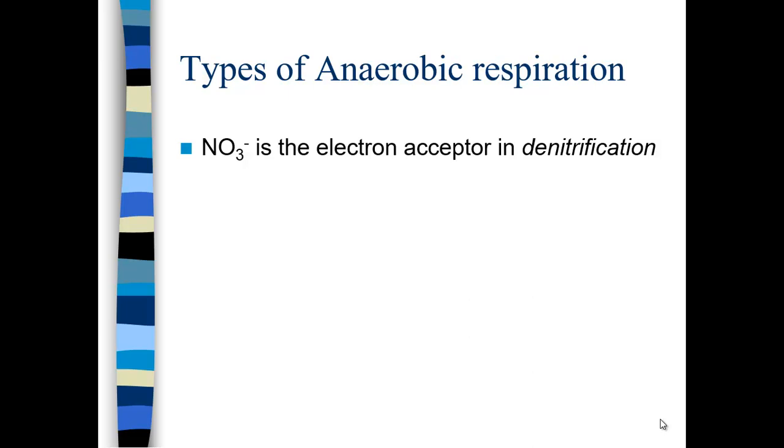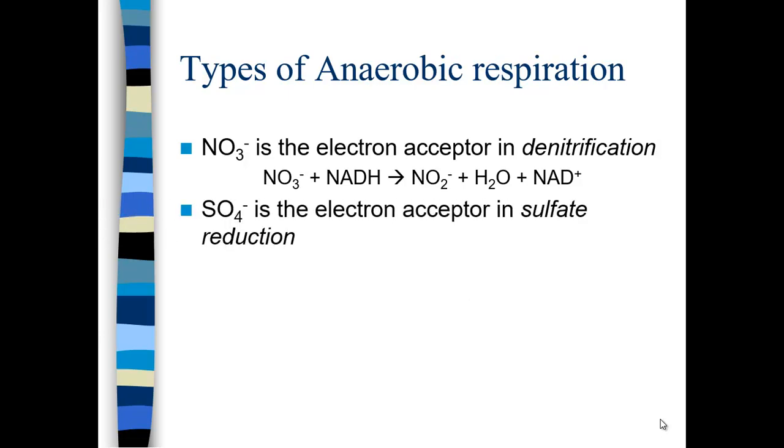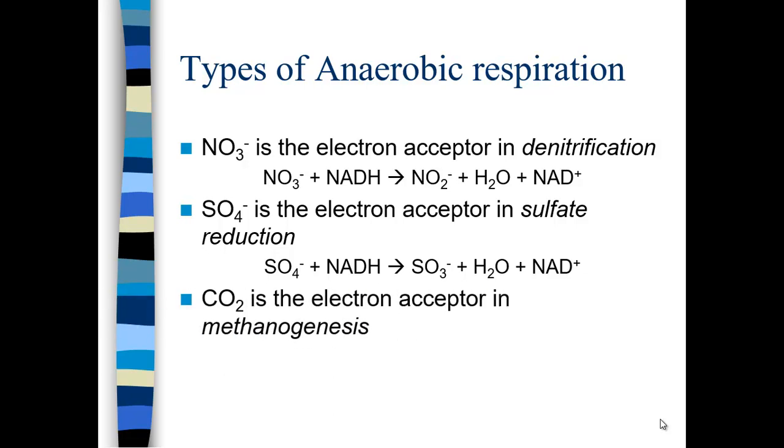The first one is denitrification, and with denitrification, nitrate is the terminal electron acceptor. The reaction looks something like this, where nitrate is converted to nitrite and water. Also, you can have sulfate as the electron acceptor in sulfate reduction. In this case, sulfate is converted to sulfite and water. And then finally, carbon dioxide or carbonate ion as the electron acceptor in methanogenesis.